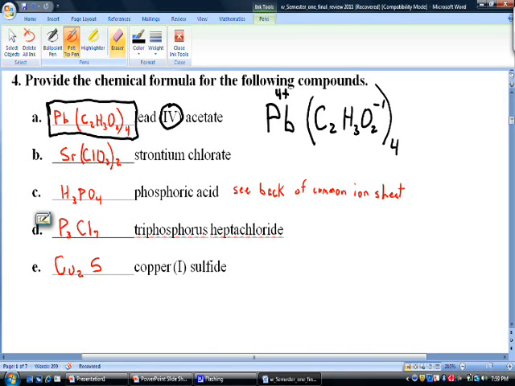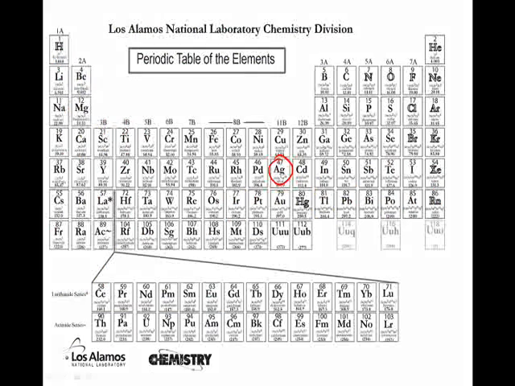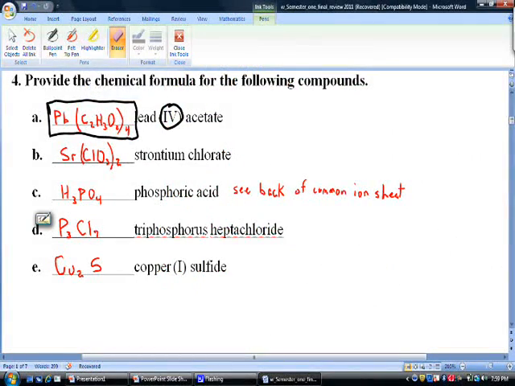Strontium, remember, may not be on your common ion list, but you know how to tell what its charge is. It is in group 2 on the periodic table. Let's see if I can bring that up here. Strontium right here in group 2, those all have a charge of +2. So strontium is 2+.